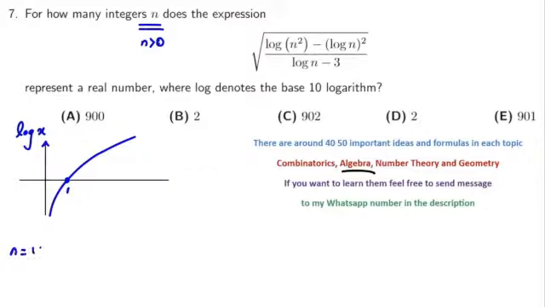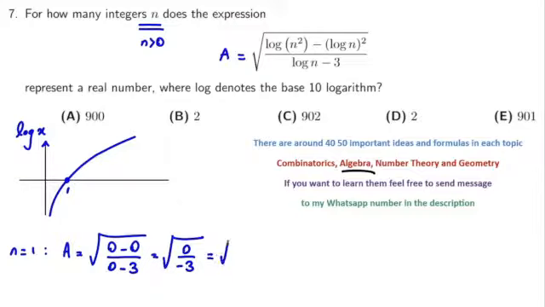If n is 1, then let's consider this one, a. A will be the square root of 0 minus 0 over 0 minus 3. It will be the square root of 0 over negative 3, which is the square root of 0, which is 0. It's a real number. So one answer is n equals 1.